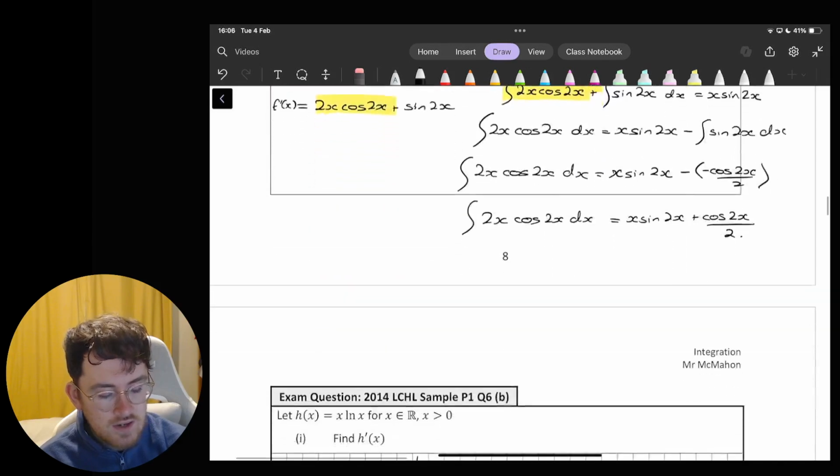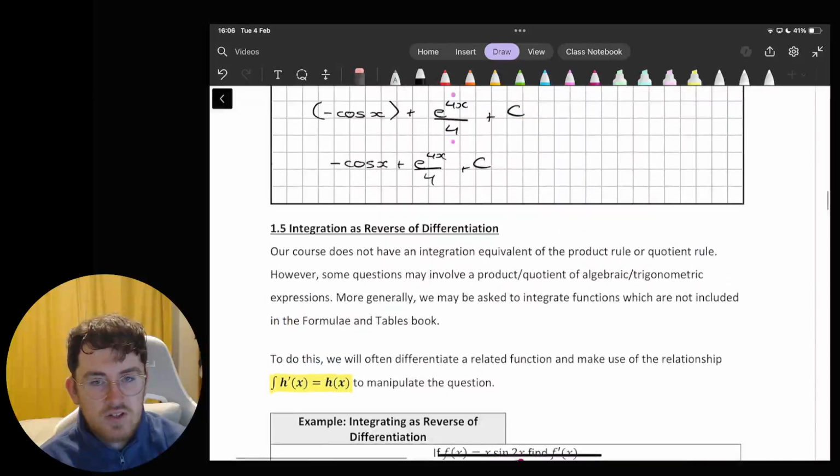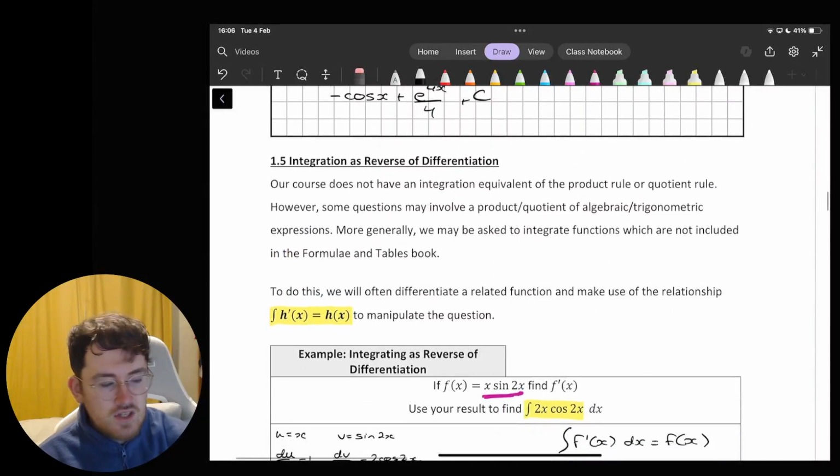Okay, and just watching out there, as we say, for those different products, and including that constant of integration there at the end as well. But yeah, a slightly different type of question, but an interesting question nonetheless.